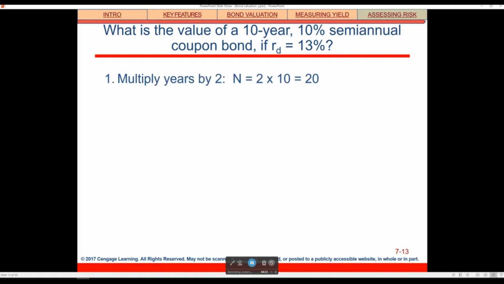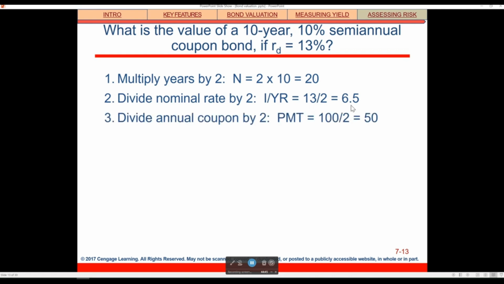So what are we going to do? We're going to multiply the number of years by 2. Here we have 10 years, 10 times 2, that will be 20. Then we're going to divide the nominal rate by 2. Here the nominal rate is 13%. We're going to divide by 2, that's 6.5. Finally, your coupon interest payment will be 10% of 1000, which is 100, and you divide that by 2, that will give you 50.